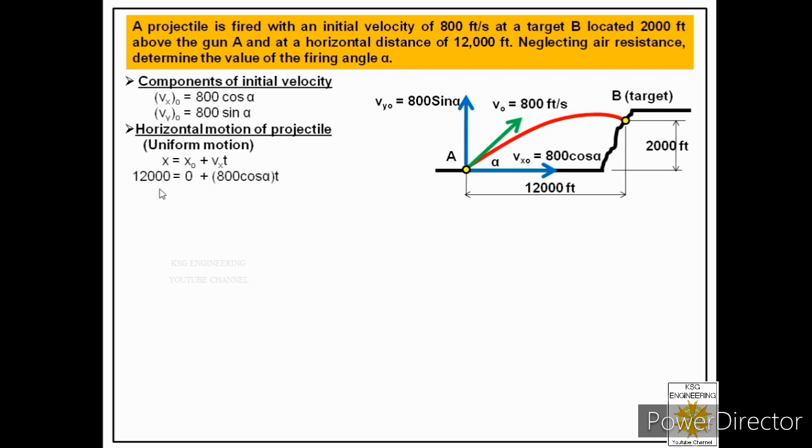So we'll get 12,000 equal to 0 plus 800 cos alpha t. Now from here we will get the value of t in terms of alpha, that will be equal to 15 divided by cos alpha. So in this case we have two unknowns, t and alpha, so let us call this equation number 1 for time being.